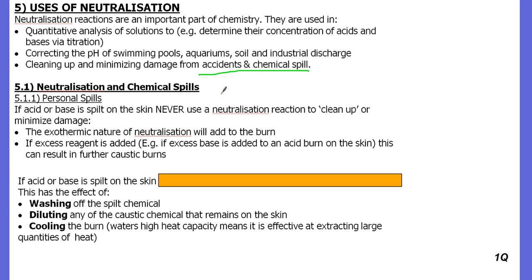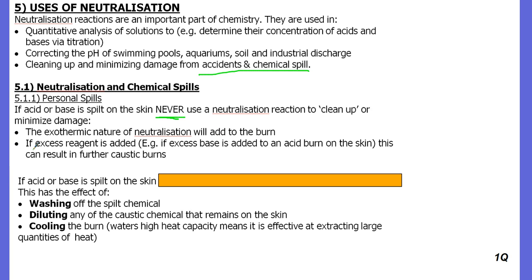And there's two types of spills, but they actually have different treatment techniques. The first one's a personal spill. What I mean by personal spill is if you spill acid or base on your skin. If you do that, you actually never use neutralization to clean up or minimize damage. The reason being is we've just learned that neutralization reactions are exothermic. And if you've spilled some acid or base on your skin, all you're going to do is produce heat, which will add to the burn.